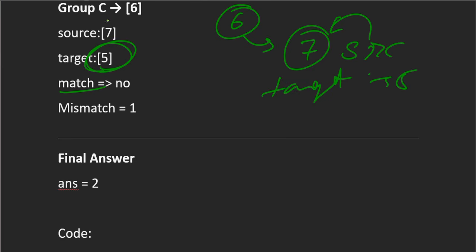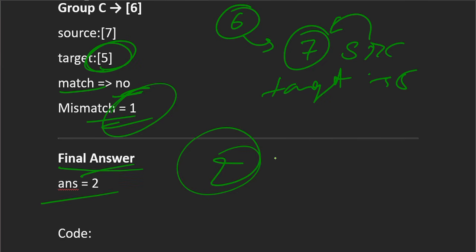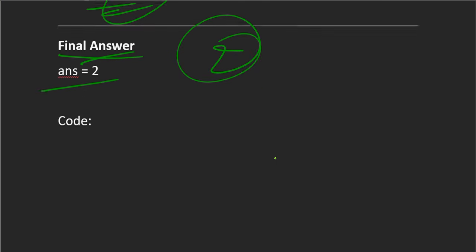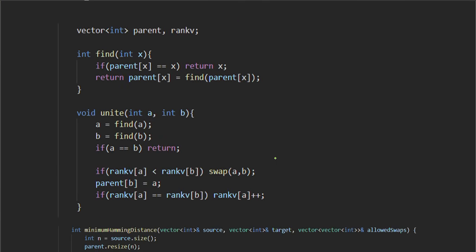So can we get 5 by any swap? No. So again one more mismatch. So the total number of mismatches is 2. So 2 is the Hamming count for this example. So let's see the code part.